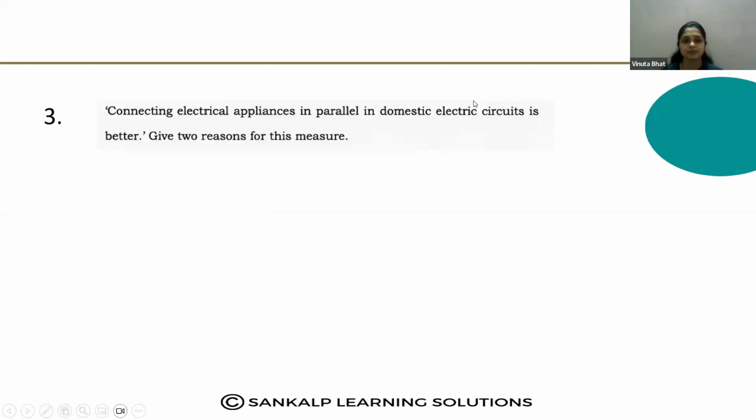Next question. Connecting electrical appliances in parallel in domestic electric circuits is better. Give 2 reasons for this measure. Okay, please note down the question.